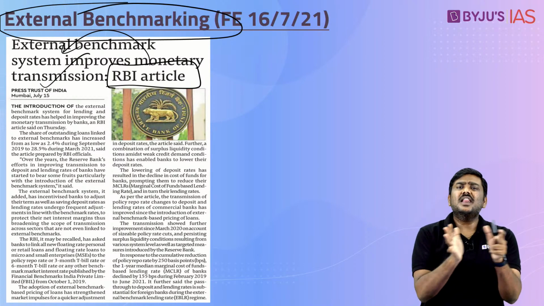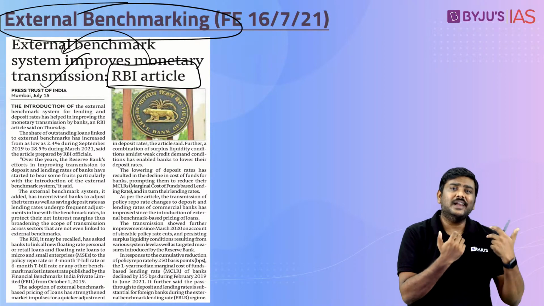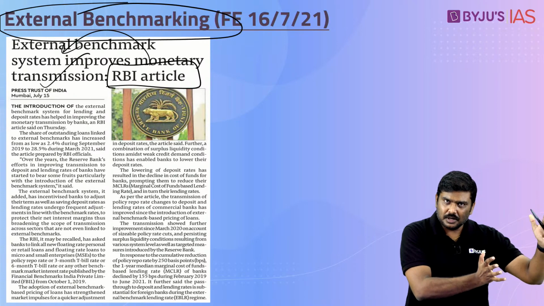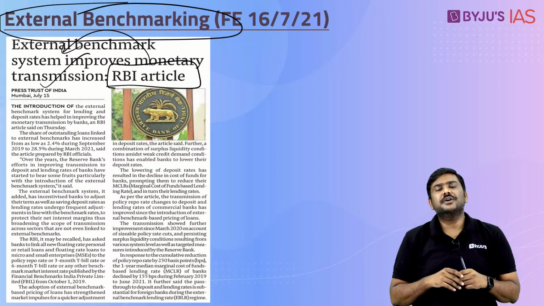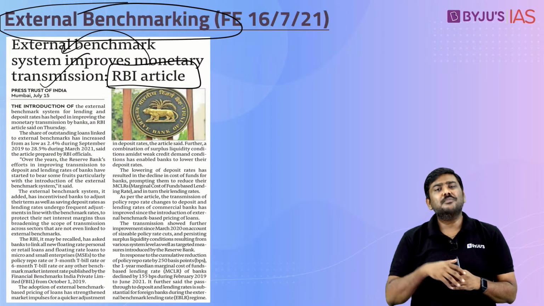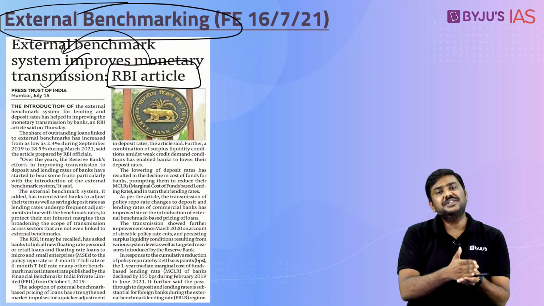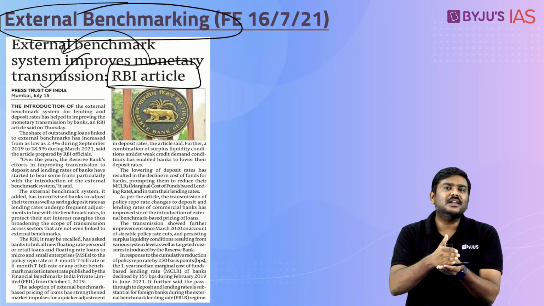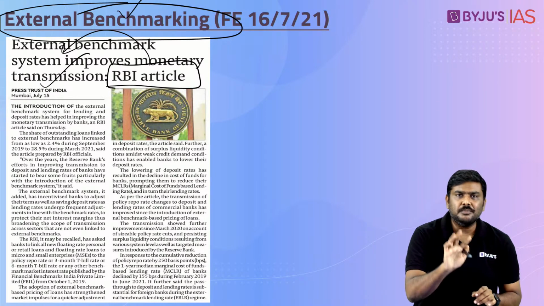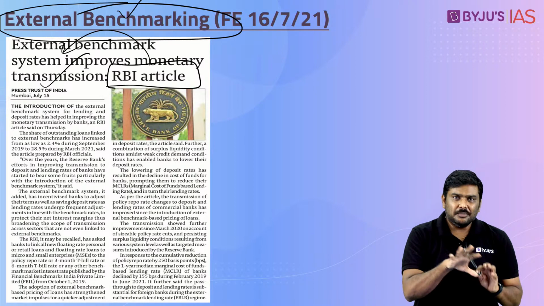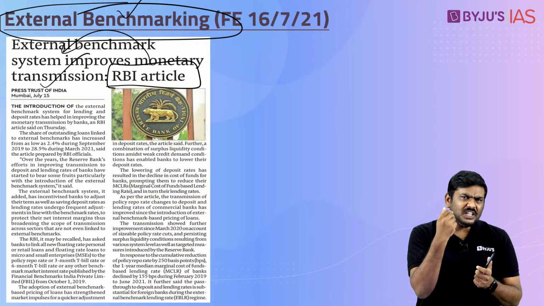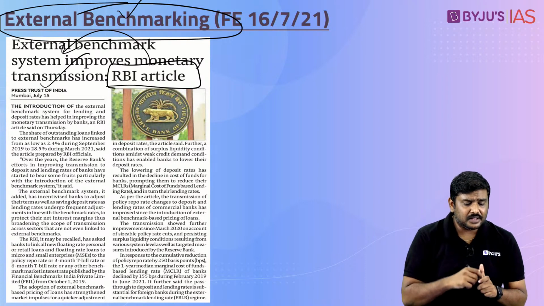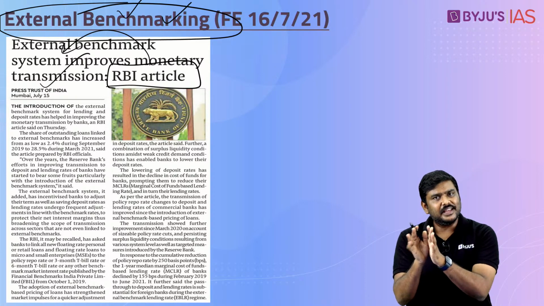RBI, rather than allowing the banks to decide their own lending rate based on certain parameters which were earlier used such as MCLR or base rate regime, simply shifted the pricing of these particular loans to a concept called external benchmarking. And this article mentions that the number of loans, as a percentage, which are coming under external benchmarking has increased over a period of time.